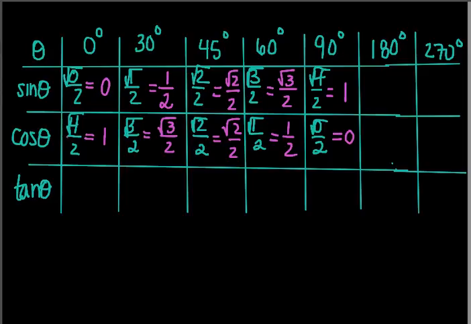And then how do we find tangent? I just take sine divided by cosine, right? Because those are my x values. So that's why you want sine on top. So I get 0. I get 1 over root 3. I get root 2 over root 2. So that means that what is the tangent of 45? That's 1. We know that. I get root 3 over 1, also known as root 3.